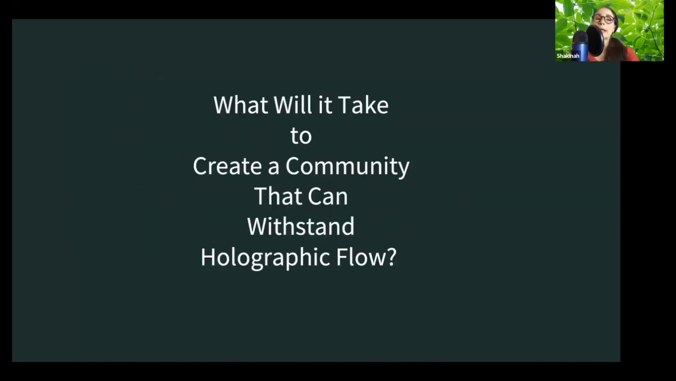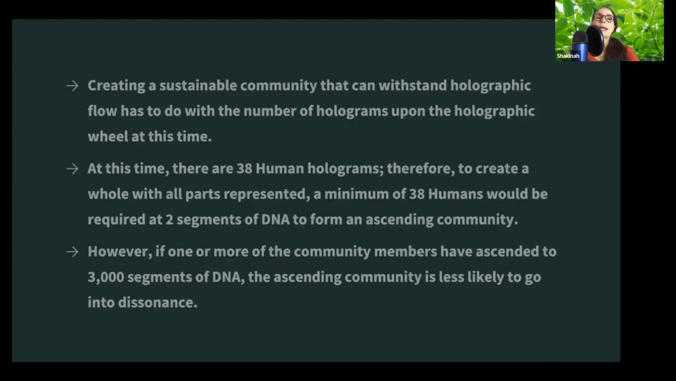What will it take to create a community that can withstand holographic flow? Creating a sustainable community that can withstand holographic flow has to do with the number of holograms upon the holographic wheel at this time. At this time, there are 38 human holograms. Therefore, to create a whole with all parts represented, a minimum of 38 humans would be required at 2 segments of DNA to form an ascending community.